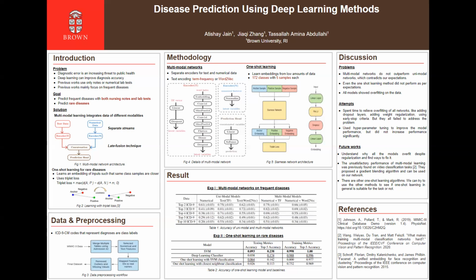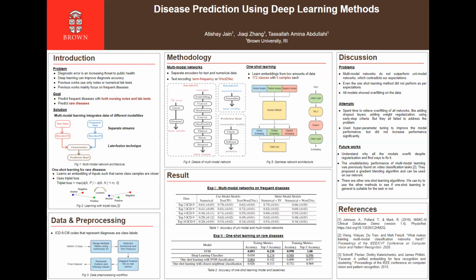But as you can see in table 2, the results are opposite to our expectations. The SVM classifier actually performs the best out of all the models, beating all the deep learning models. And the one-shot learning with the closest neighbor classification actually performed the worst. Furthermore, you could also notice that all of these models, irrespective of which model it is, are overfitting massively, despite using L2 regularization and dropout layers.